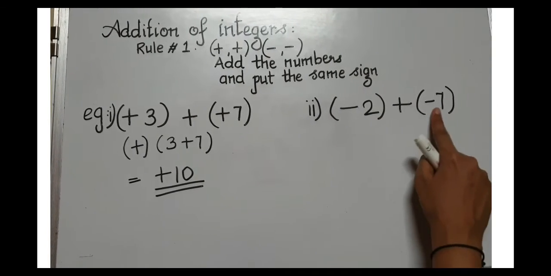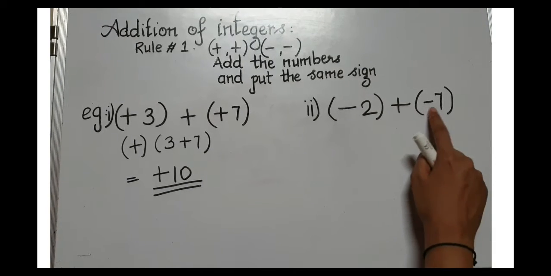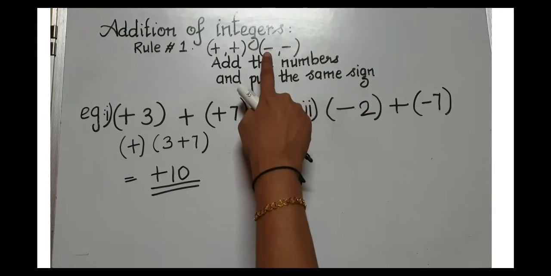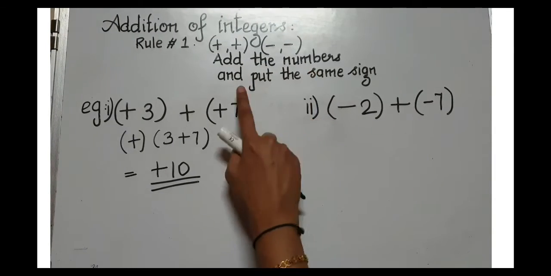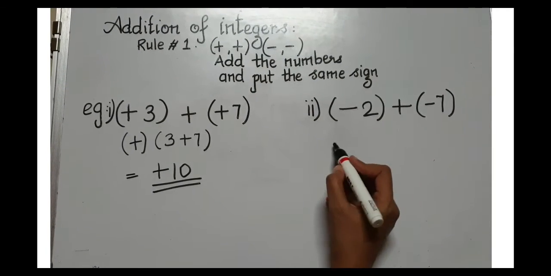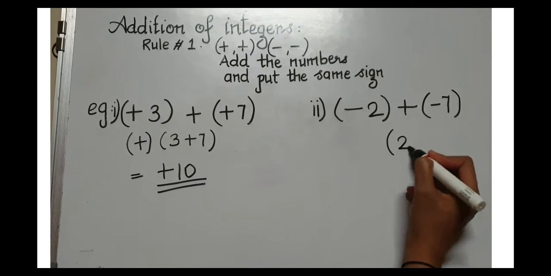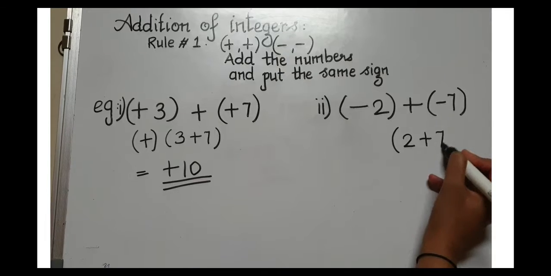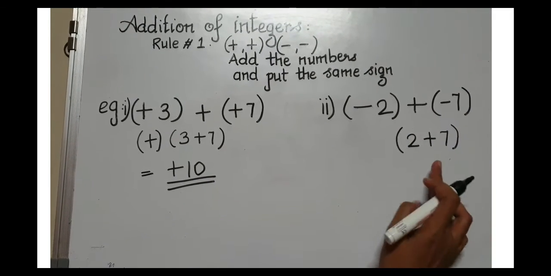Minus 2 plus minus 7. Both are having minus signs. Minus 2 and minus 7. Again, rule number 1 applies over here. So what you will be doing? Add the numbers and put the same sign. So without looking at the sign, you just add the numbers 2 plus 7. And you will be putting the same sign.